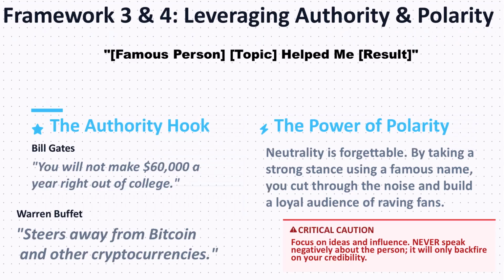Let's integrate this. Instead of a bland statement, try the lesson I learned from Bill Gates: you will not make $60,000 a year right out of college. That immediately grabs attention because it challenges a common expectation. Or, a lesson I learned from Warren Buffett: steers away from Bitcoin and other cryptocurrencies. Whether you agree or disagree, you're curious to hear the explanation.